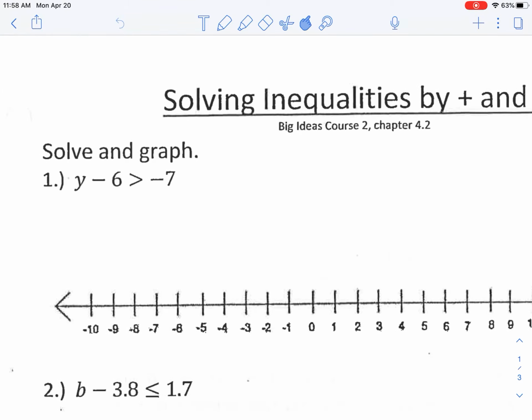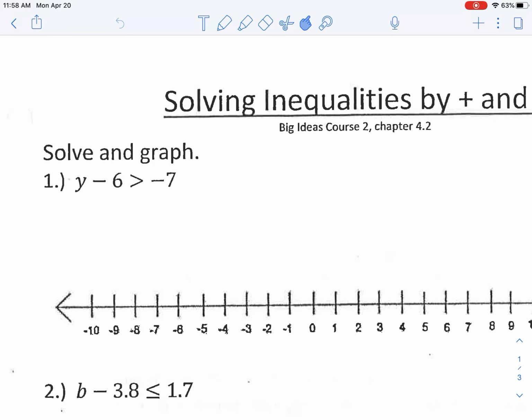All right. So the first inequality we're going to solve is y minus 6 is greater than negative 7. So just like we did with equations, the first thing you're going to notice is the minus 6 on the left. So we're going to do the inverse operation, which is adding 6. Your negative 6 and positive 6 are going to cancel. All you have left on the left side is your y is greater than.